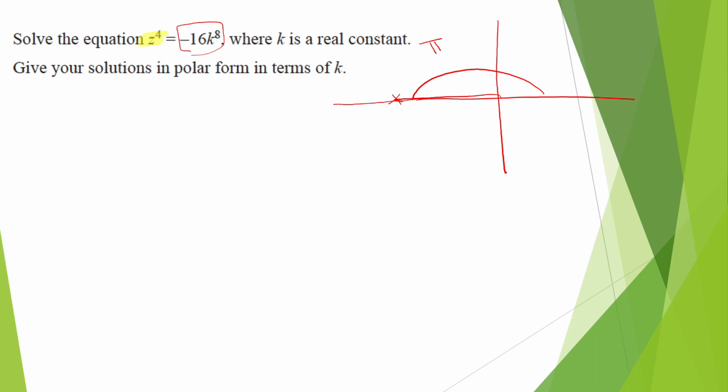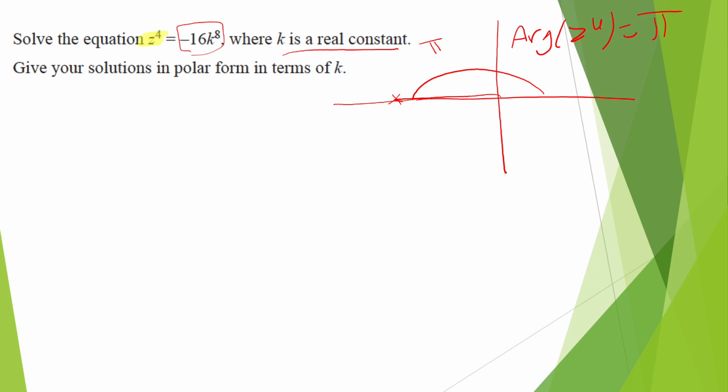Okay, because it's just negative real components only, a real constant. So it's a real component, there is no i, and it's negative in here. Therefore, it's pi anti-clockwise. Therefore, it's positive pi. So the arg for z to the power of 4 is equal to pi.